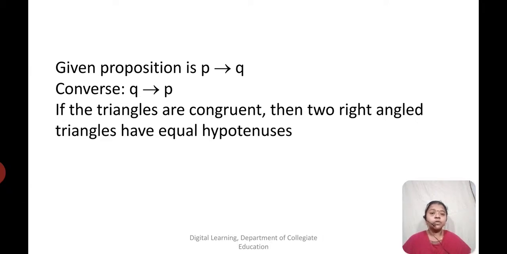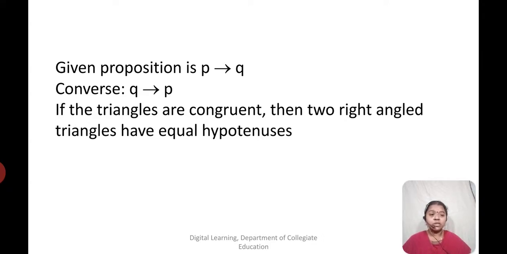Next, we have to find the converse, which is Q implies P. First we write Q, then we write P. In between, you add if and then. So in words it is going to be: if the triangles are congruent, then two right-angle triangles have equal hypotenuse.